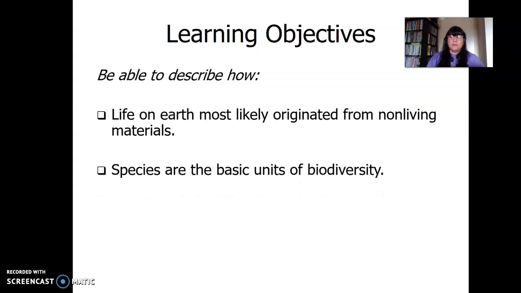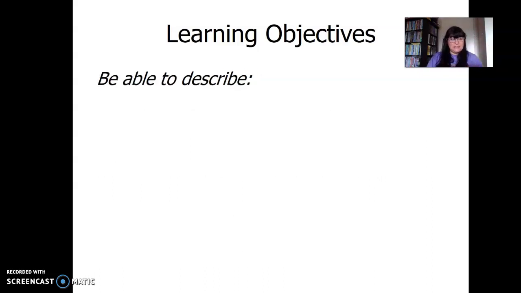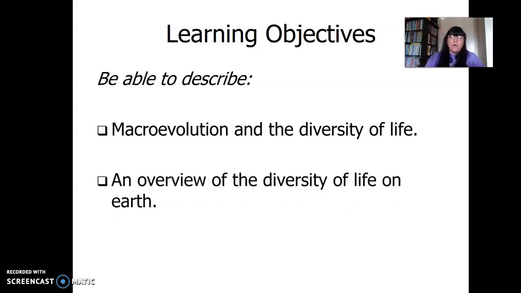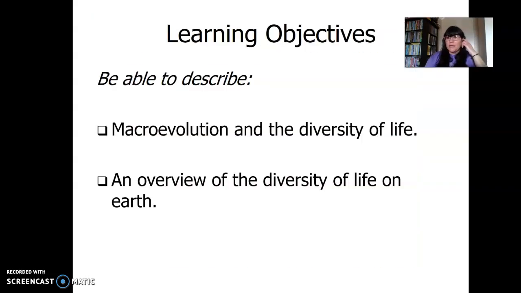Species are the basic unit of biodiversity. So dogs are a species, cats are a species, wolves are a species, right? Their own basic units of biodiversity. Evolutionary trees, how are species related to other species? Macroevolution, so looking at all the diversity of life on a large scale. So macro means large. Overview of the diversity of life. So all the different living things, they're the domains, the kingdoms. All right. So that is what we're covering in this chapter.